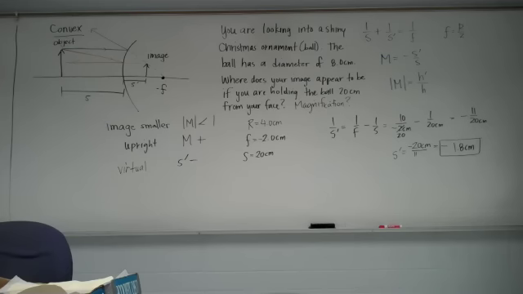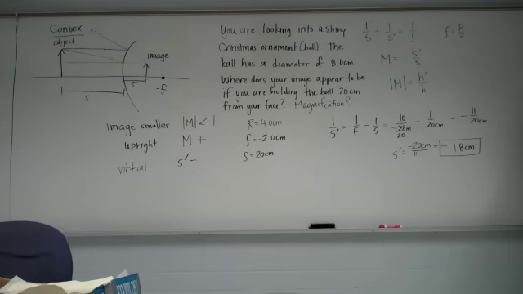What this answer tells us, notice we came up with a negative answer. That's good. The negative answer means it's virtual. That's what we get with convex mirrors, a virtual image. So that's what the negative sign means. 1.8 centimeters means your image shows up as if it were 1.8 centimeters from the surface of that ball, behind, so you look like you're inside the ball, 1.8 centimeters behind the surface.